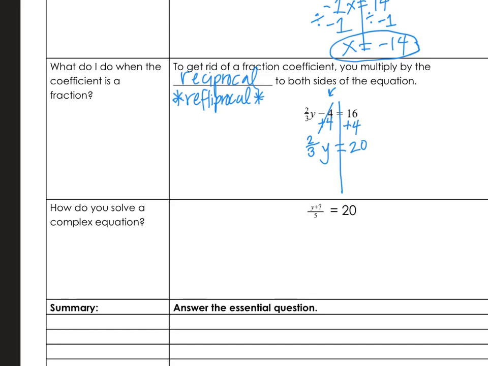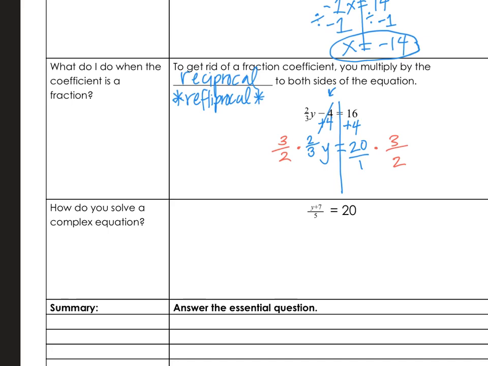Okay, so here is where what we just learned is going to come in handy. So our coefficient is a fraction. Don't freak out. It's all good. Don't let fractions intimidate you. They're not that bad, I promise. So in order to get rid of it, we're going to multiply by its reciprocal, which is 3/2, and we need to do it on both sides. On the right-hand side, it's going to help you out if you put a 1 under that 20. And then let's go ahead and multiply by 3/2.